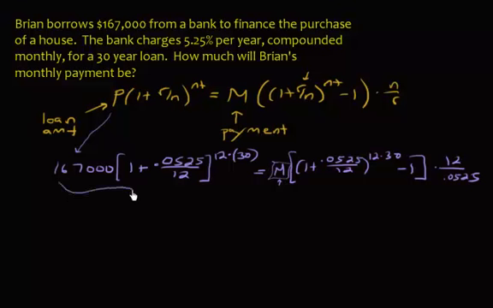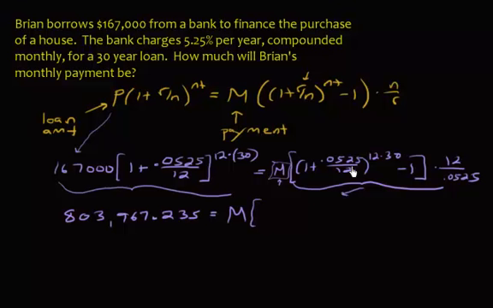So let's simplify this left-hand side. And I will get 803,967.235. Try to go out to as many decimals as the calculator allows. Now on the right-hand side, we don't know M, but again, we can figure all of this stuff out. So plug all that into the calculator, and you get 871.811443.